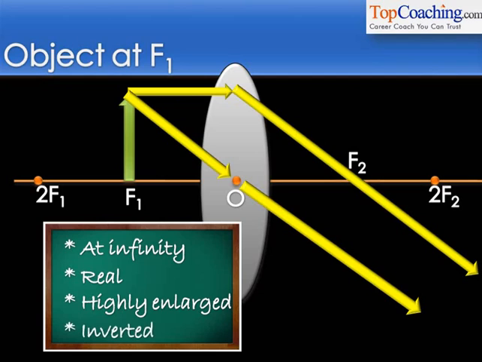The image is also inverted because you can see that the arrowhead here is upwards, isn't it? Above the principal axis. But in the case of the image, the arrowhead will be downwards, that too at infinity. So these are some important properties of the image in the case when the object is placed at the focus of a convex lens. You must again remember these properties.